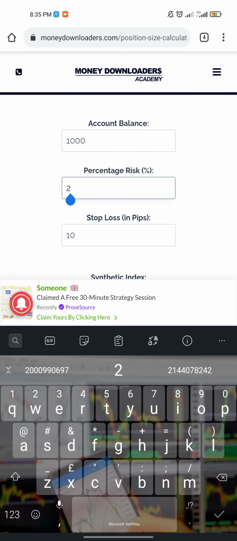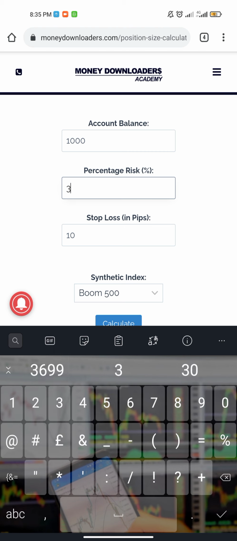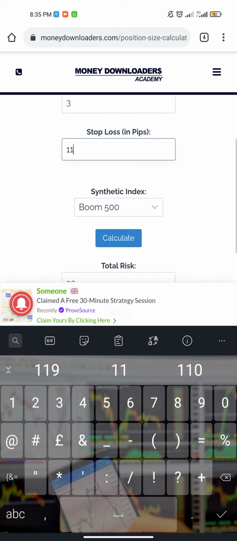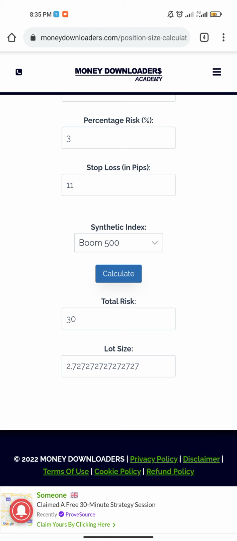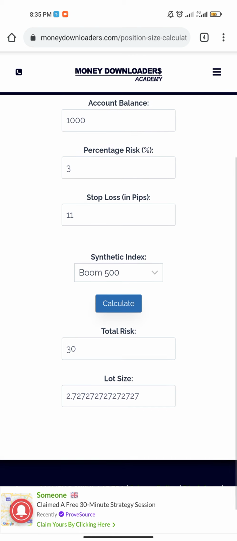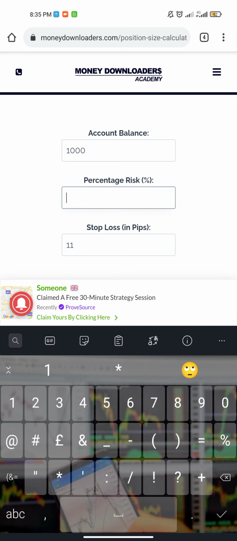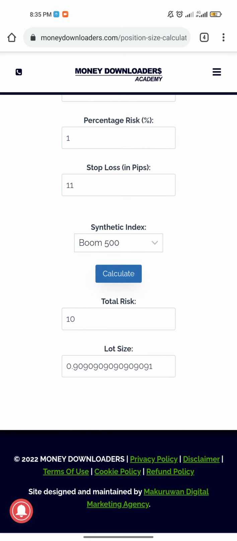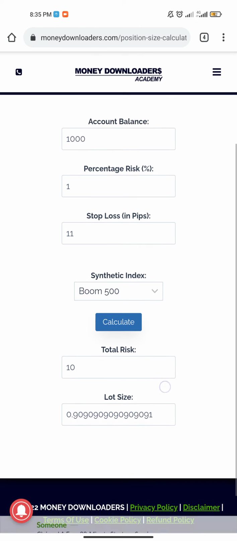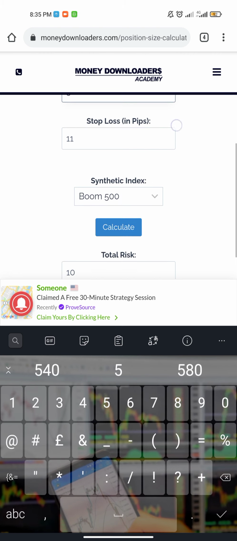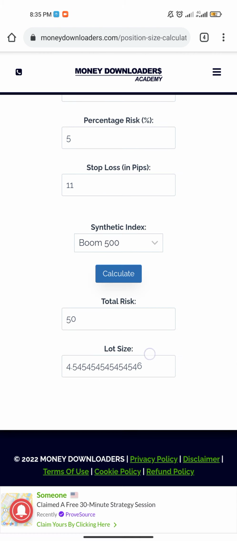Okay, let's say we risk 3% of our account. Stop loss this time is 11 pips. Calculate for us. Now 2.7 standard lot was recommended. 3% of the account is $30. If it's 1% of the account, which is $10, you see the loss size that was recommended, 0.9. If we are risking 5% of the account, can you see what was recommended?